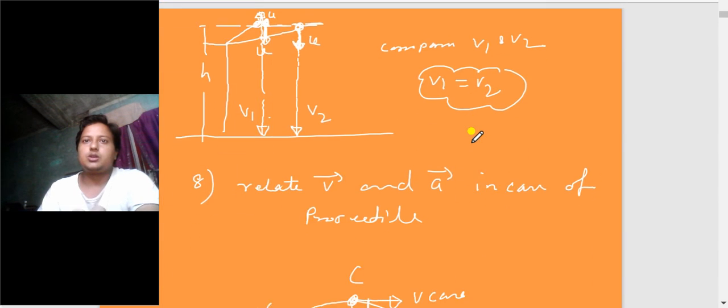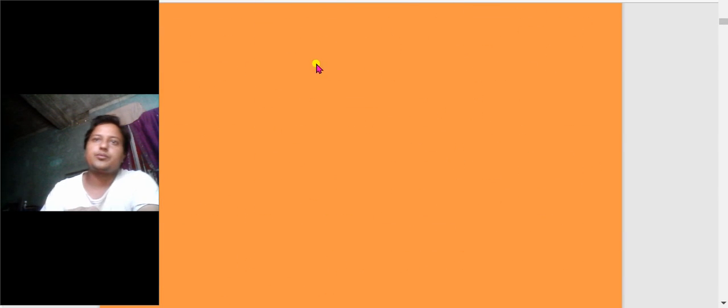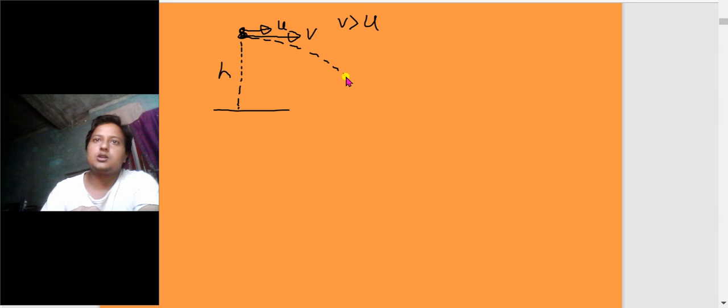In question number 9, from the same level, one ball is thrown with a speed u, another ball is thrown with a speed v. V is larger than u. Height for both is the same. So greater speed implies greater horizontal displacement, and a smaller speed implies a smaller horizontal displacement.